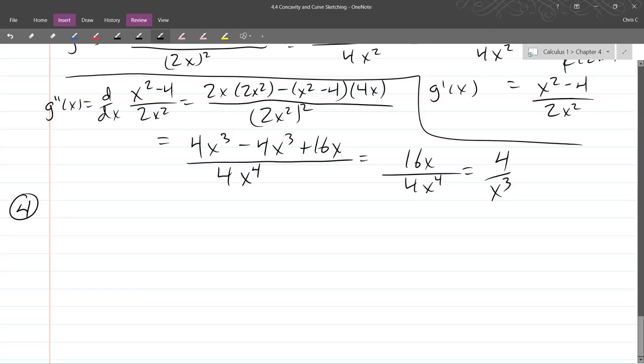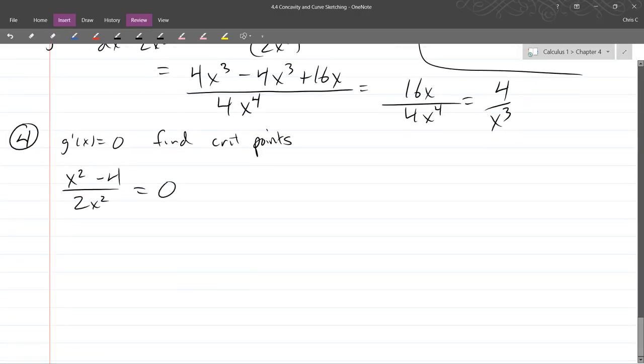All right, step four, set g prime of x equal to 0. So we're finding critical points. Do not set g double prime equal to 0, set g regular prime equal to 0. All right, fractions suck. Get that denominator out, so multiply by 2x squared. Or you could just say a fraction is 0 when the numerator is 0. The denominator doesn't affect when a fraction is 0. All right, x equals plus or minus 2.